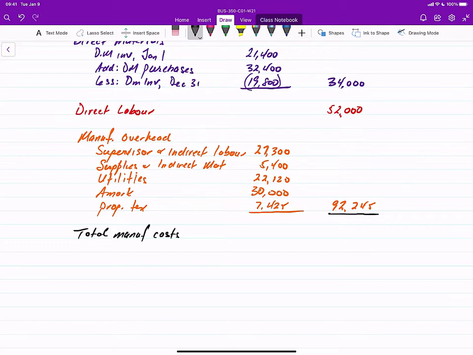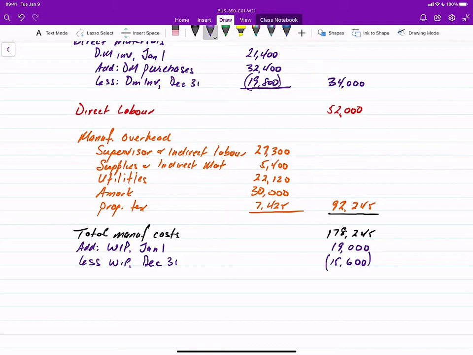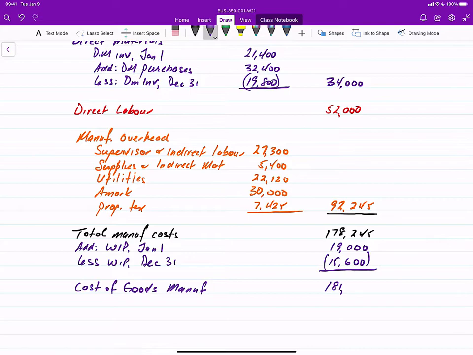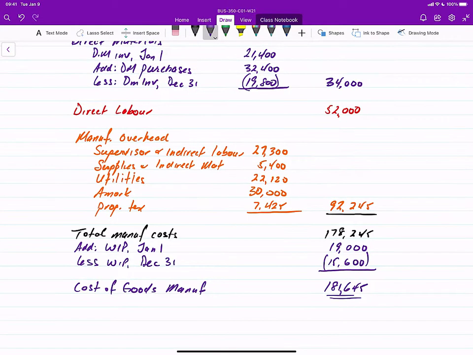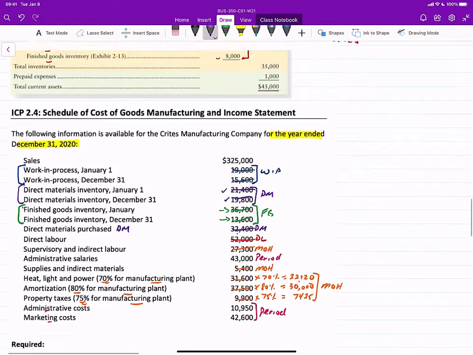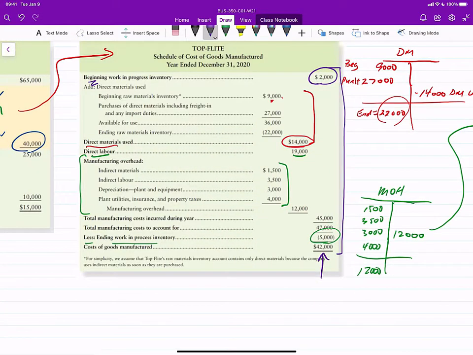And when we add all those together, all of those numbers give us total manufacturing costs. So the labor, the materials, and the overhead are manufacturing costs, 178,245. And then what we do is add work in process at January 1st, which is 19,000. And then we subtract the work in process at December 31st for 15,600, and that will give you cost of goods manufactured of 181,645.